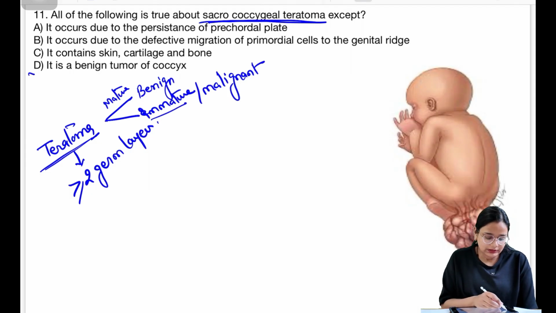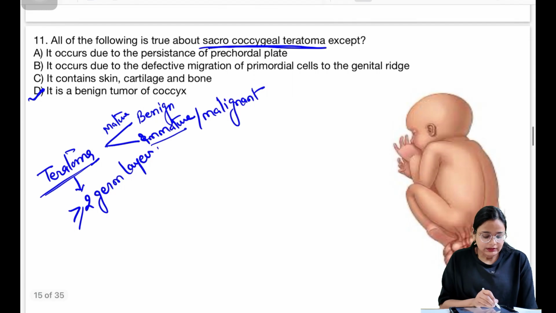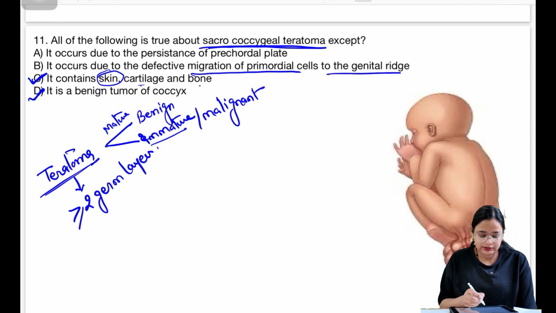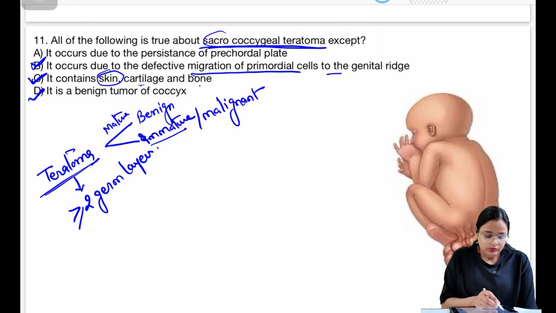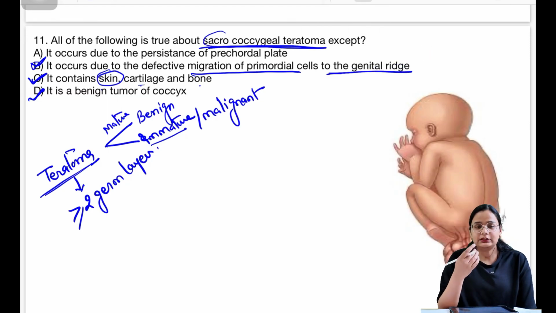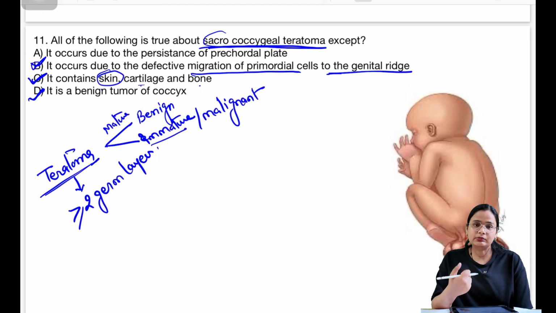So this is a correct statement. Second, it contains skin, cartilage, bone. Yes, because skin is from the ectoderm, and cartilage and bone are from the mesoderm. So this is also correct. Next, it occurs due to defective migration of primordial cells to the genital ridge. Yes, correct. If they change the genital ridge to the oropharynx, then this converts into an oropharyngeal teratoma. So sacrococcygeal teratoma or oropharyngeal teratoma is mainly because of defective migration of primordial cells.